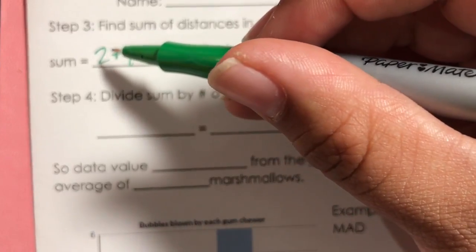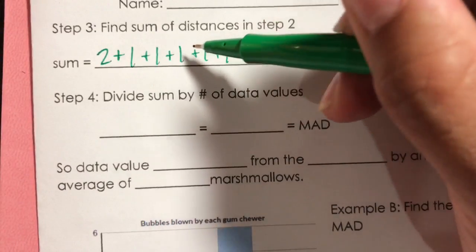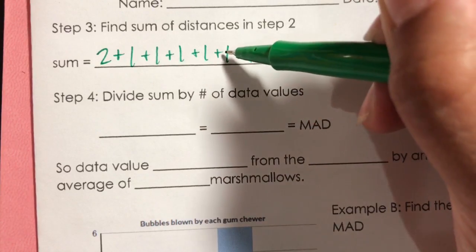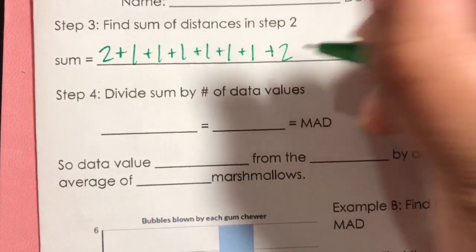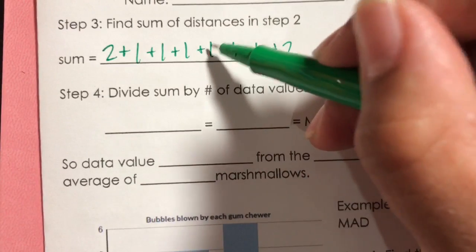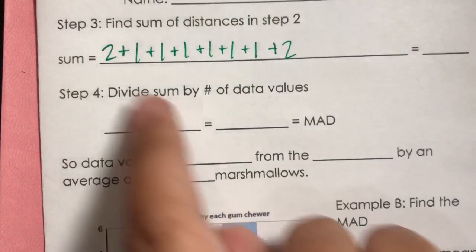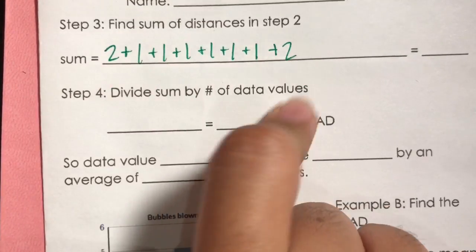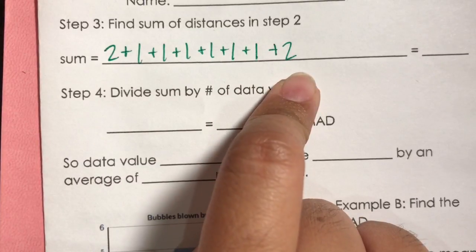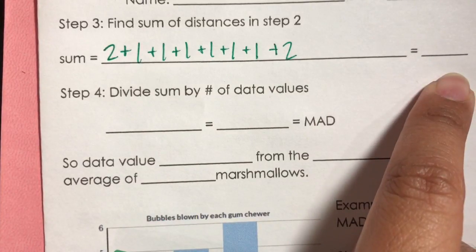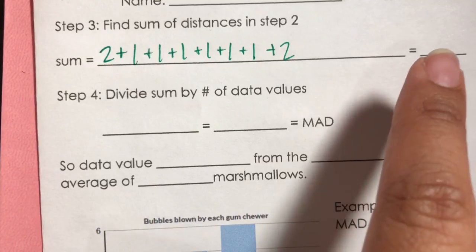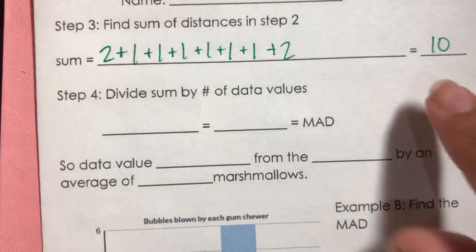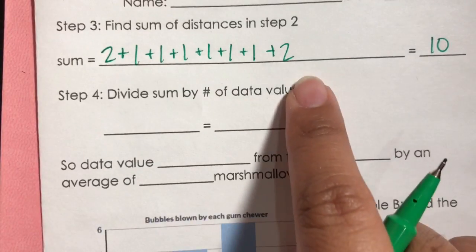It's 2, 1, 1, 1, 1, 1, 1, plus 2. I believe that's correct. 1, 2, 3, 4, 5, 6, 7, 8. Yes, okay. So we need to find the sum of all of these numbers. Now go ahead and pause it, add it all together, and see what answer you get. Okay, so now that you've unpaused it, you should have gotten the number 10. So that is the sum of all the distances that we found.